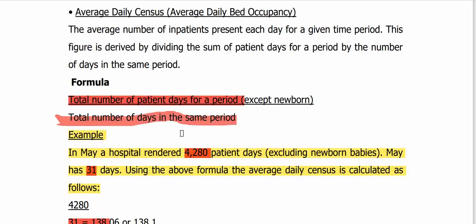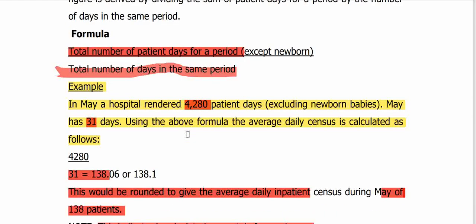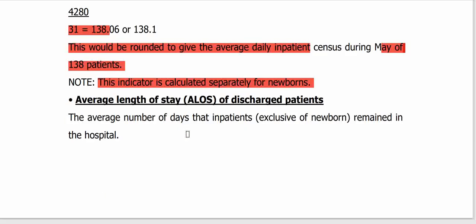Okay, so for example, in Feb, this is Feb. How many days do we have in Feb? Could be 28, could be 30, whatever it is, and then you divide it by the total number of patient days for a period. But always remember that we exclude newborn babies out of this calculation, and we do their calculation separately.